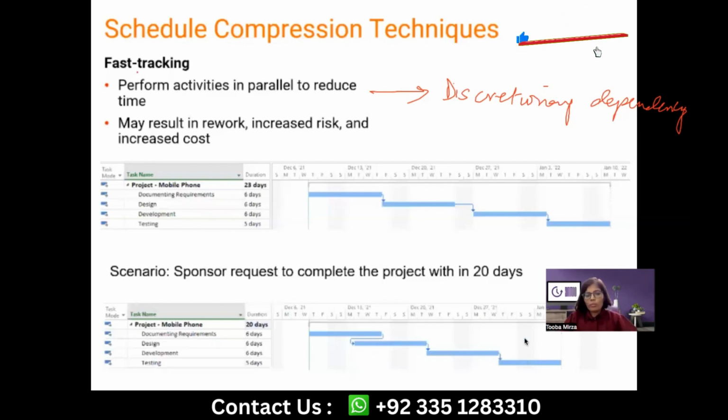Fast tracking is very common, especially when you are delayed in your timelines and towards the end. Fast tracking is very, very common.